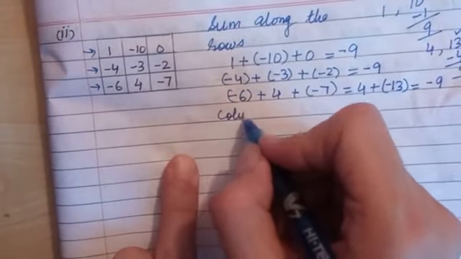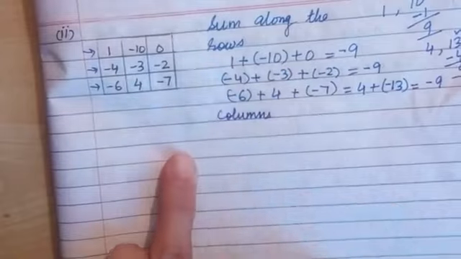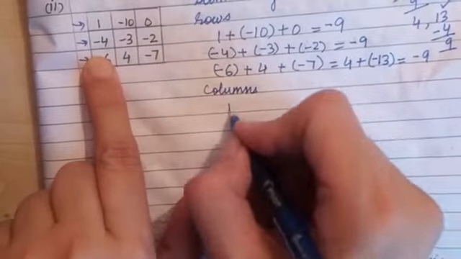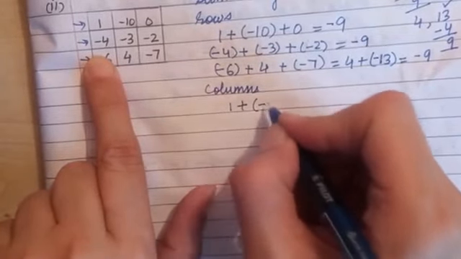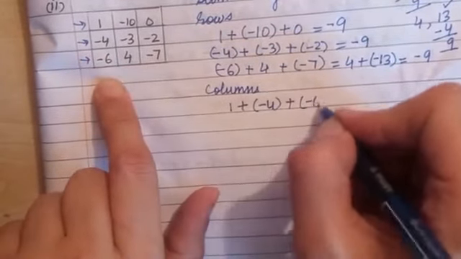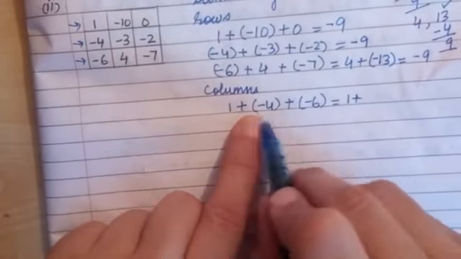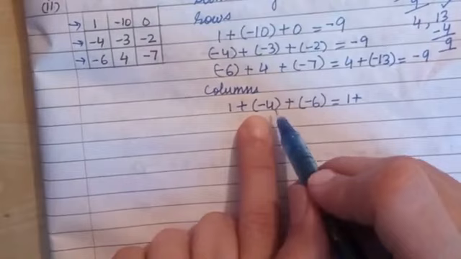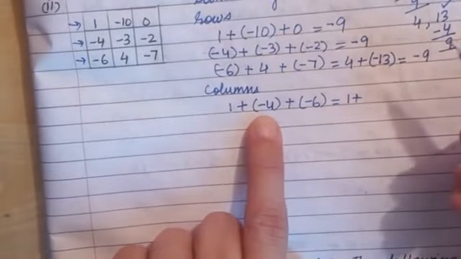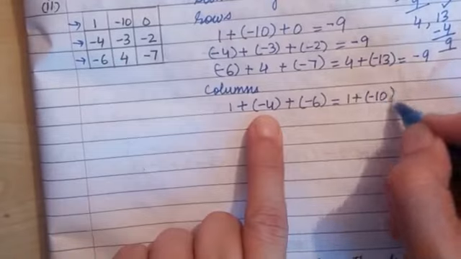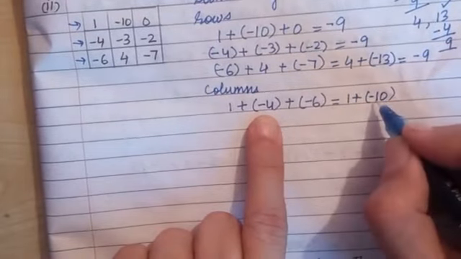Now along the columns, let us see. Along the columns, this is the first column. It is 1 plus minus 4 plus minus 6. So here adding two negative integers, we are getting a negative integer as a sum. So here minus 10, just add them up and put the minus sign before it.